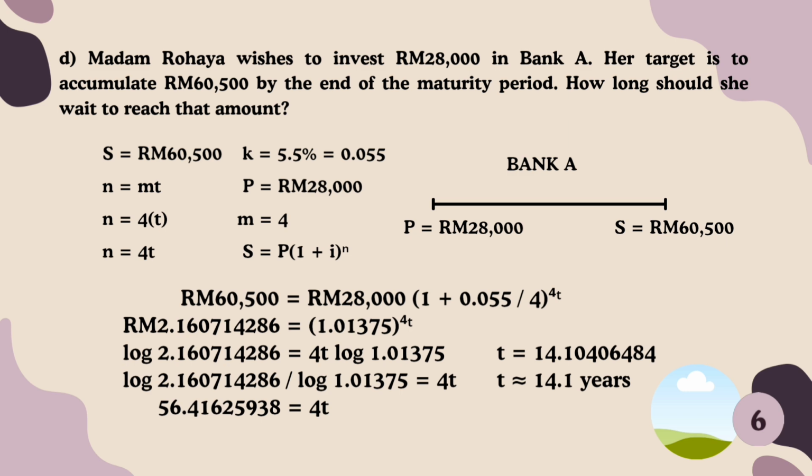Simplify. So it will be RM 60,500 equal to RM 28,000 bracket 1 plus 0.055 divide 4 bracket the power of 40. So next we need to solve what we can solve. So RM 60,500 will be divided by RM 28,000 and it will be 2.160714286 equal to 1.01375 to the power of 40.